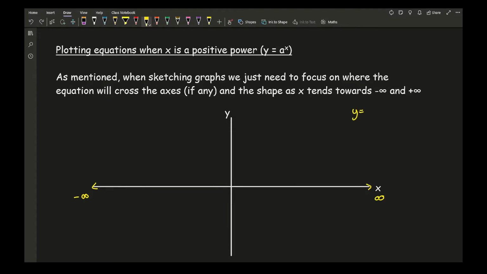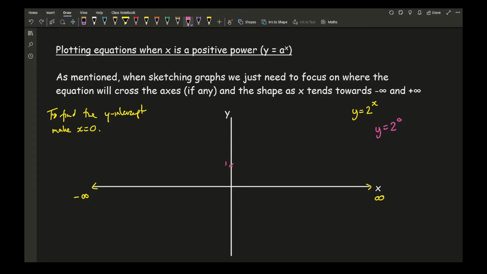So let's start off with y equals 2 to the x. Now, from this, what we want to do is see what happens where it crosses the y-axis. So to find the y-intercept, all you need to do is make x equal 0. Now if I make x equal 0 in this, then I end up with y equals 2 to the power of 0, and anything to the power of 0 is 1.